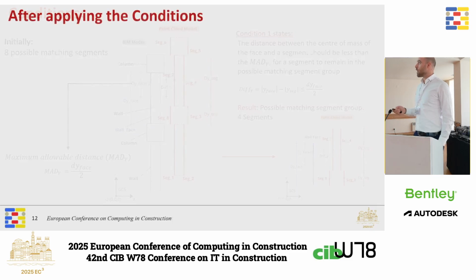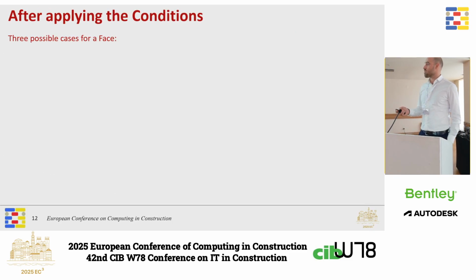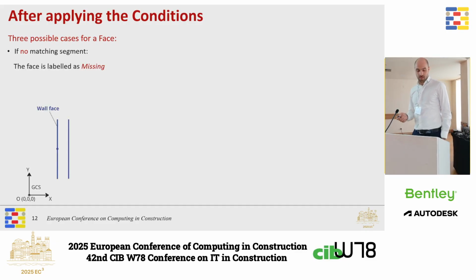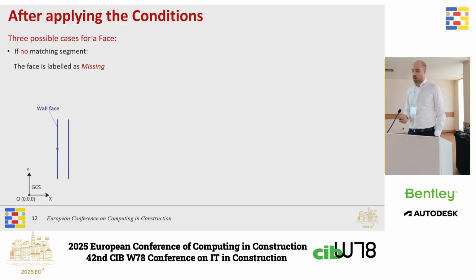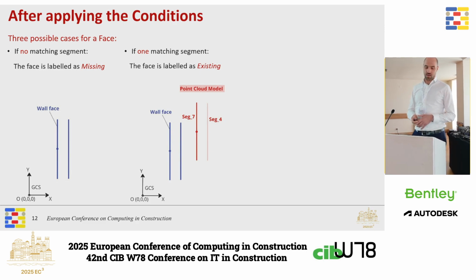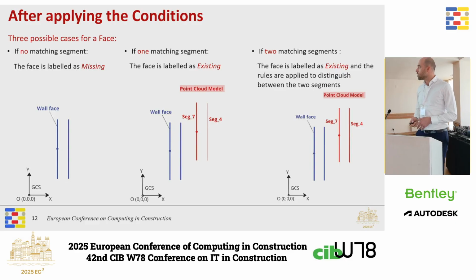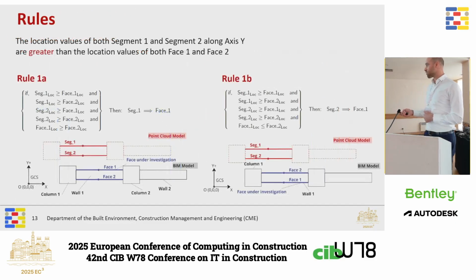So by applying all the conditions, finally we have 3 possible cases for a phase. If no matching segment, the phase is labeled as missing. If one matching segment, the phase is labeled as existing, and if 2 matching segments, the phase is labeled as existing again, and then we have to apply rules to distinguish between these 2 segments.